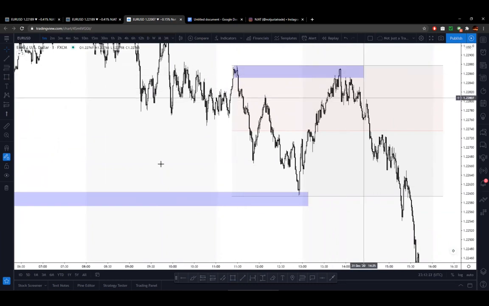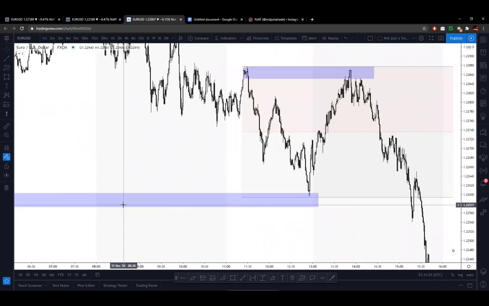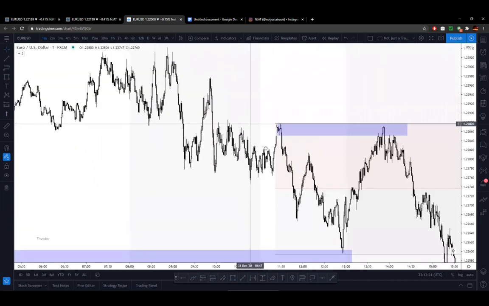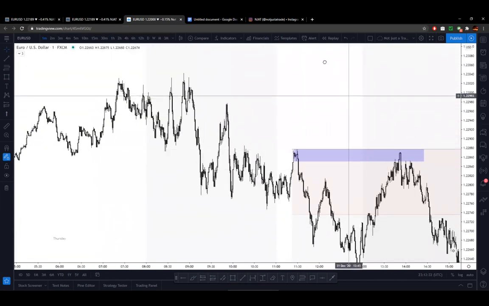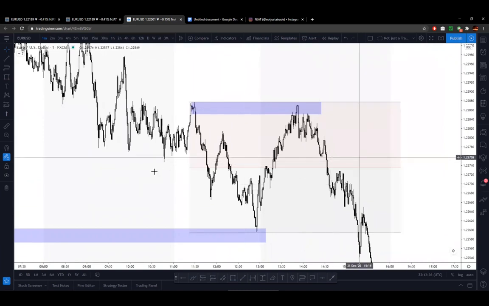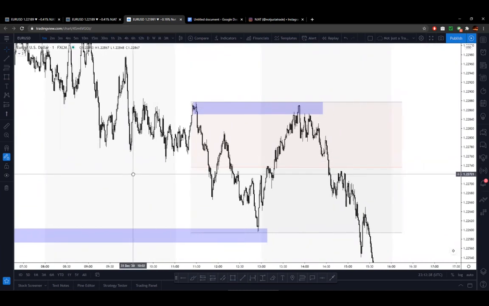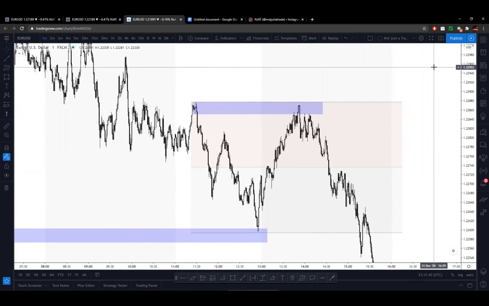Again, it's just about understanding where your points of interest are, where your unmitigated ranges are, where your unmitigated OBs are, and how they're going to react to this whole selling price delivery that's happening. And that's literally what's happening over and over again, as we say. It's just about identifying that. Quickly scroll back to the previous place.